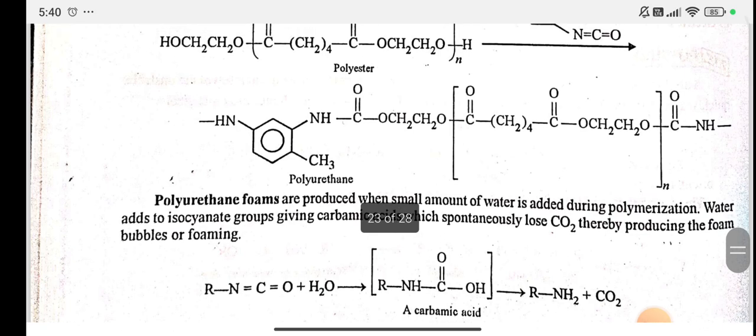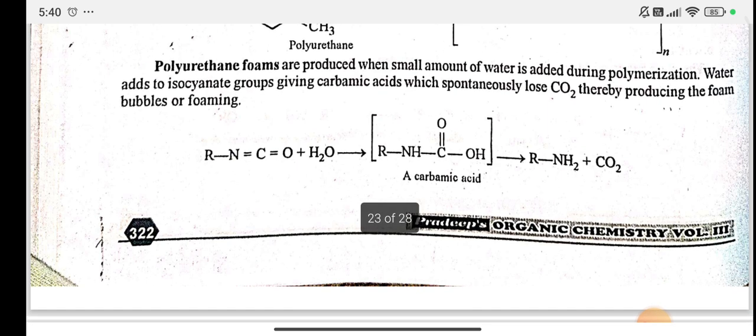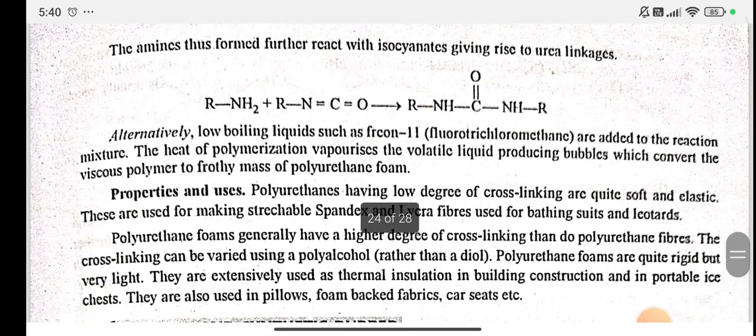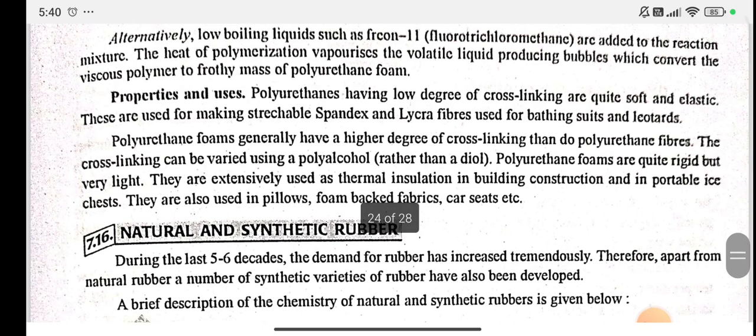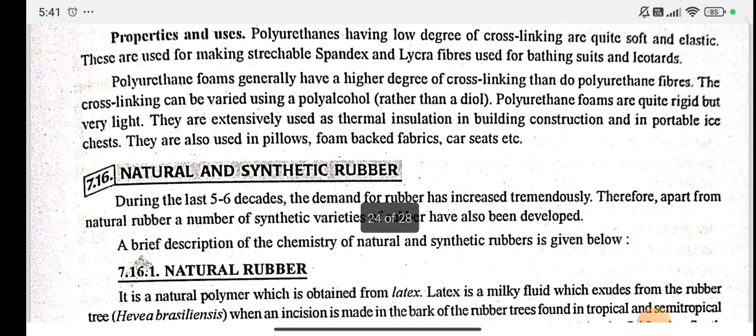Polyurethane foams are produced when a small amount of water is added during polymerization. Water adds to an isocyanate group, giving carbamic acid, which spontaneously loses CO2, thereby producing the foam bubbles, or foaming. Properties and uses. Polyurethanes have a low degree of cross-linking and are quite soft and elastic. They are used for making stretchable spandex and lycra fibers used for bathing suits and leotards.